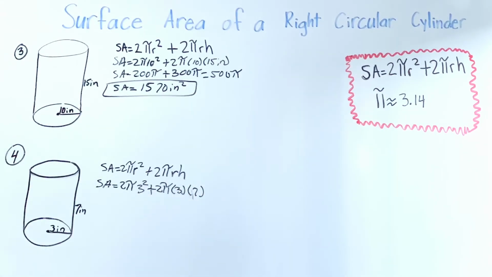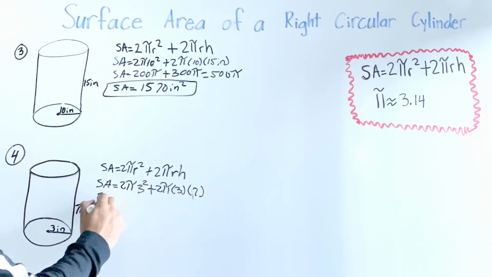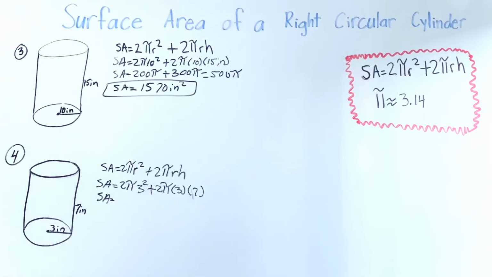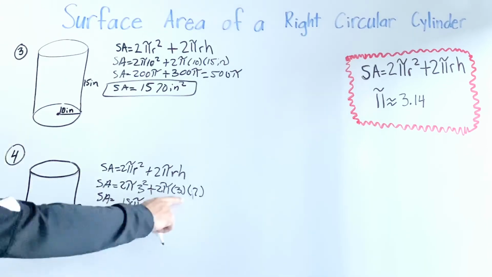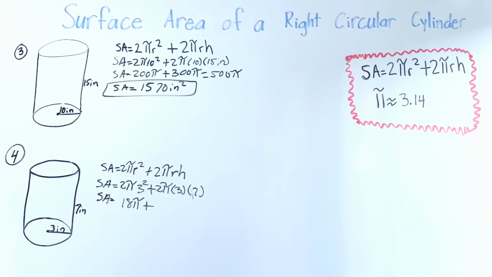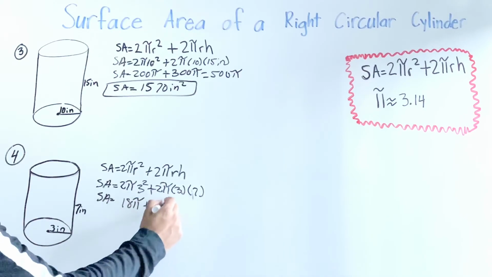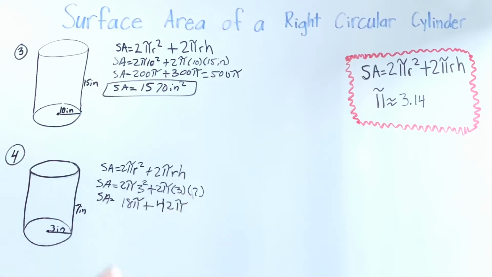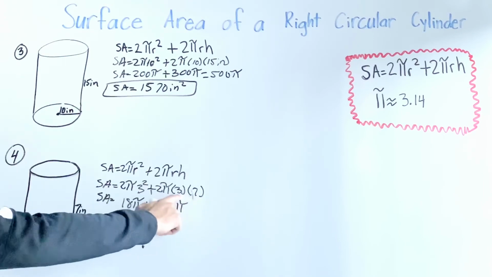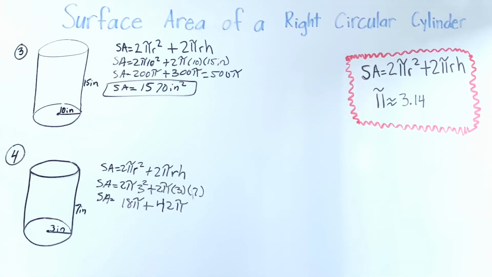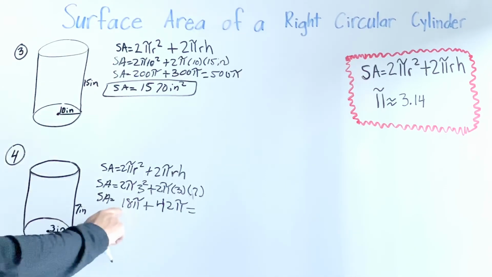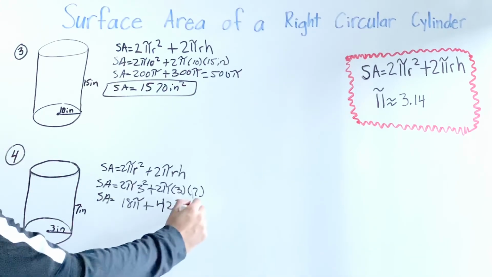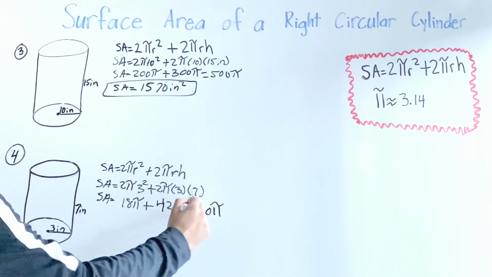Okay. After we do that, we multiply 3 times 3 is 9, 9 times 2 is 18, so we have 18 pi, plus 3 times 7, which is 21, and 21 times 2 gives you 42 pi. We got 42 pi by multiplying this times this, and after we multiplied that, we multiplied it by 2. Once again, if your teacher just wants your answer in pi, just add up 18 plus 42, which gives you 60 pi as your answer.